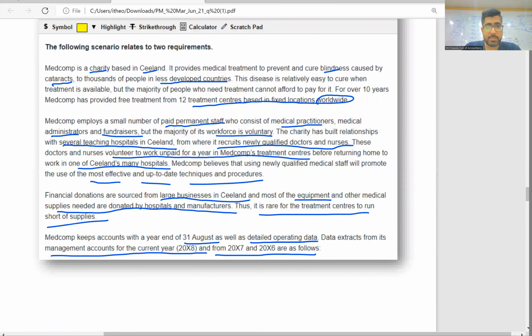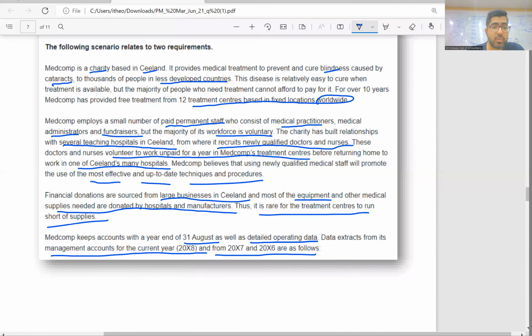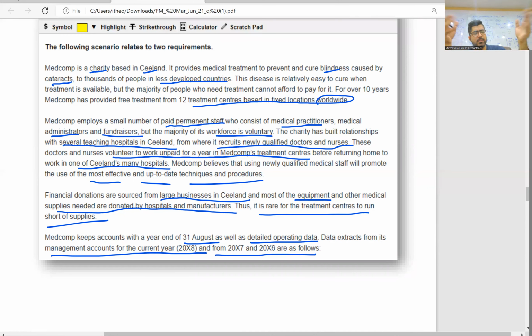Medcomp is a charity based in Zealand. Okay, Medcomp is a charity. It provides medical treatment to prevent and cure blindness caused by cataracts to thousands of people in less developed countries. Disease is relatively easy to cure when medical treatment is available, but the majority of people who need treatment cannot afford it. For over 10 years, Medcomp provides free treatment from 12 treatment centers in locations worldwide. This paragraph was what this company was doing. It's a charity, provides medical treatment of cataracts, 12 locations worldwide.